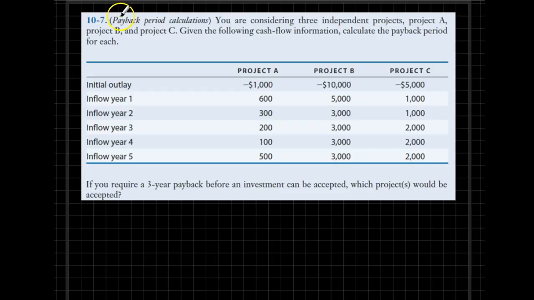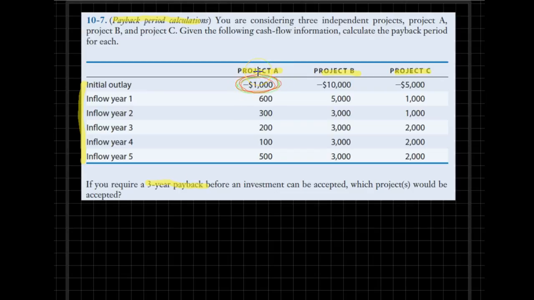So the problem is basically about calculating the payback periods for three different projects. All three projects are independent, projects A, B, and C, and the associated initial outlays and subsequent cash inflows are given in the following table. Provided that the investor has a 3-year payback threshold, you need to decide which projects should be accepted and which ones should be rejected. Let's start with the first project.